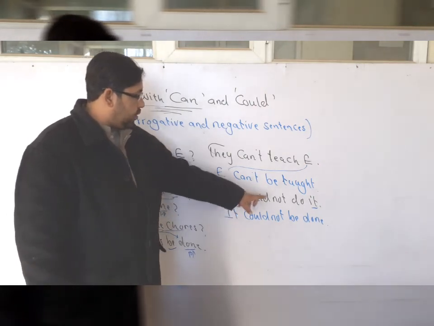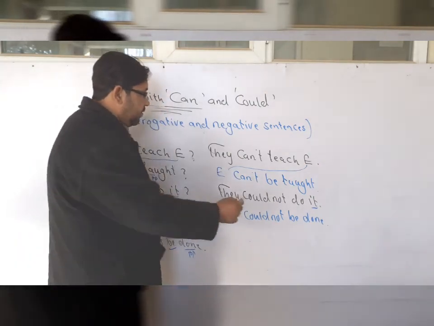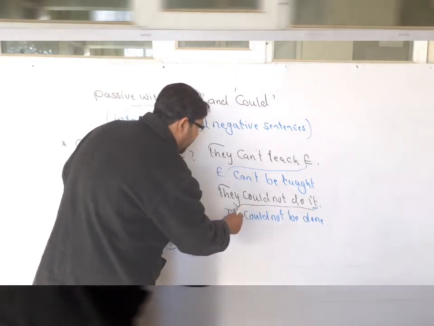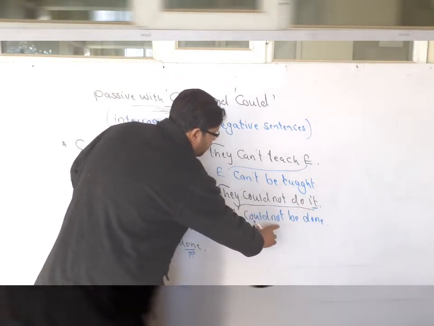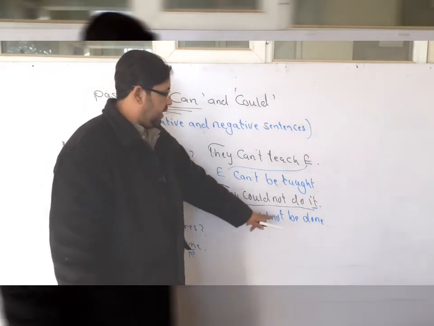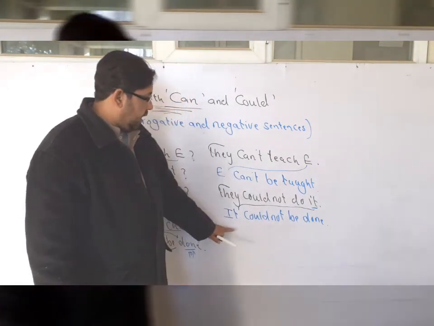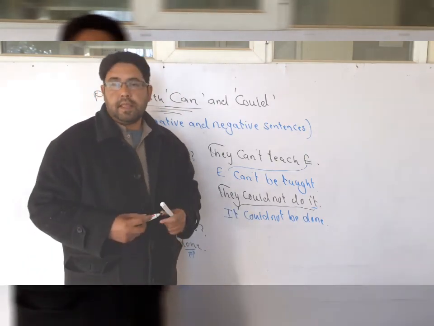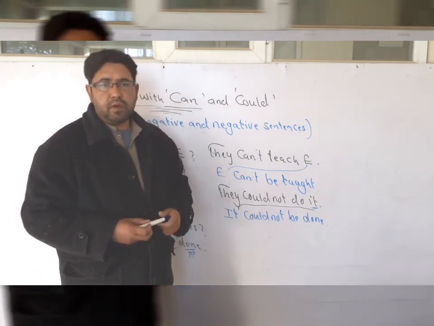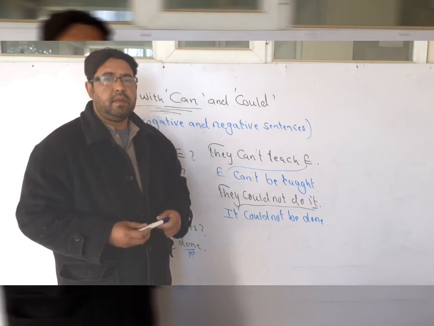Here, see, we brought the object at the beginning of the sentence, which is it. Could not in its own place. And after that, we use be. And after be, the third form of the verb. It could not be done. I hope you understood something from this video.